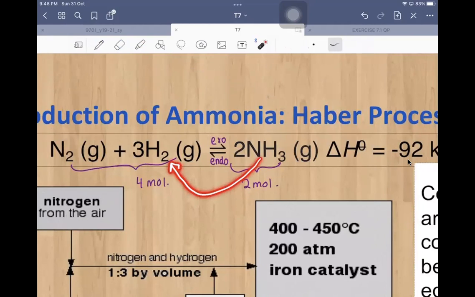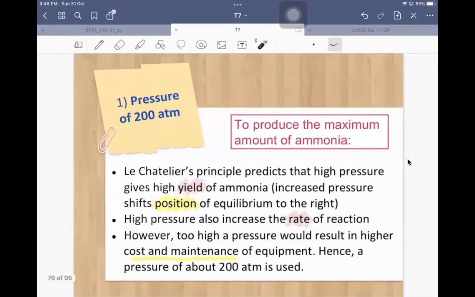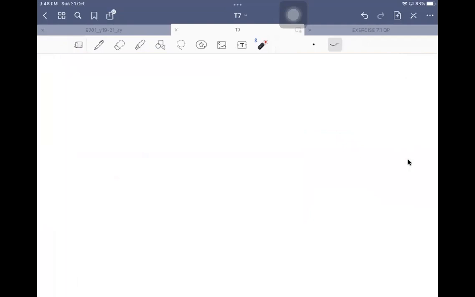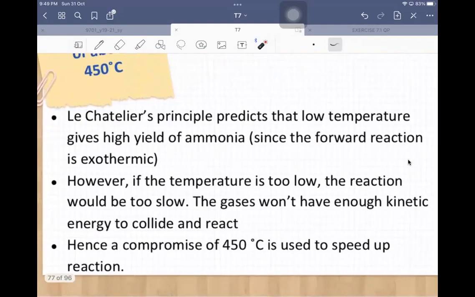Okay, so that's why too high a temperature would be a problem, because you are just pushing the equilibrium to the left. If anything, you want to push the equilibrium to the right. It just happens that the system has an exothermic reaction forward, okay? But the good thing about high temperature is that it increases the rate of reaction, okay?